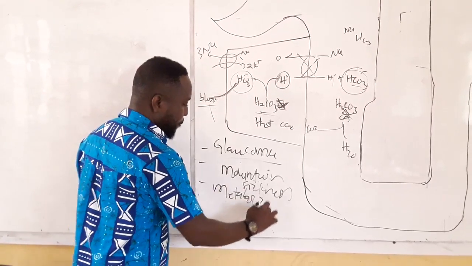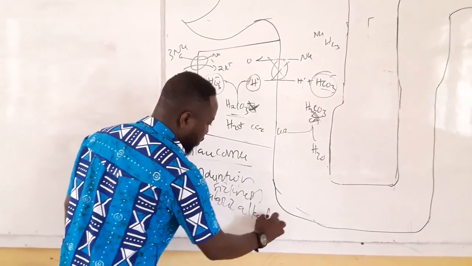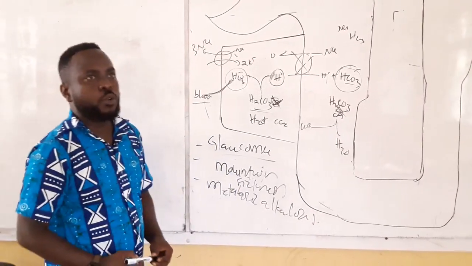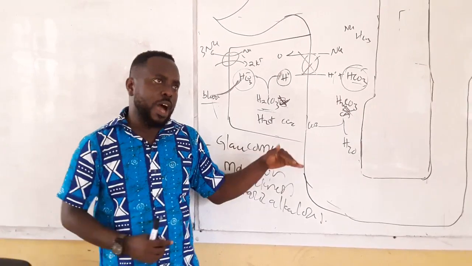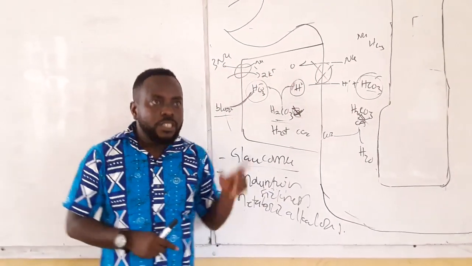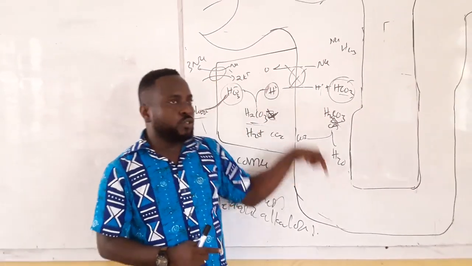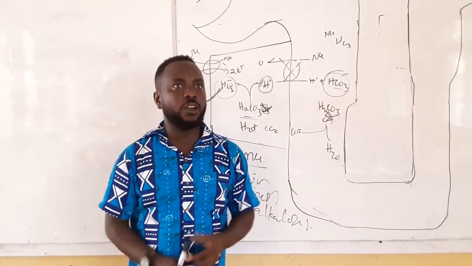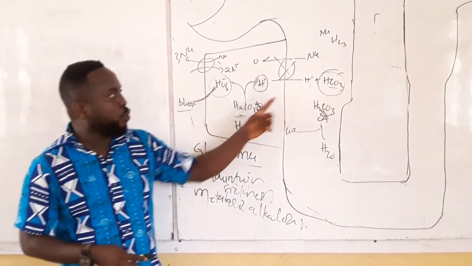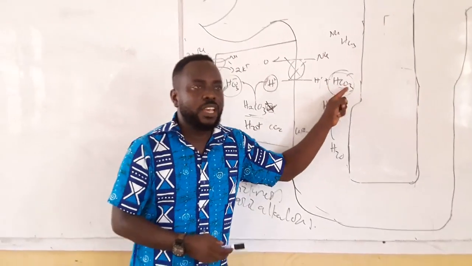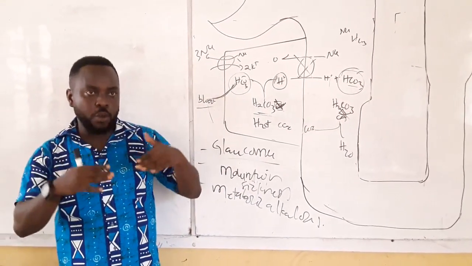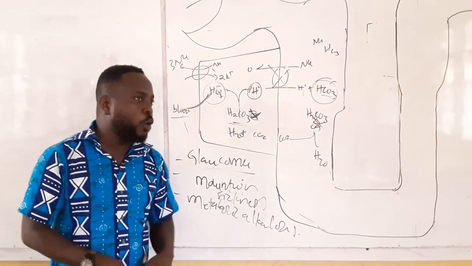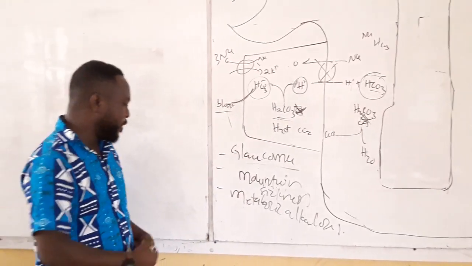So we can use this drug to also manage what we call metabolic alkalosis. If the pH of a person is above the normal limit, then we can use this agent to manage that alkalosis, because this agent will help you to lose bicarbonate. And if you are losing bicarbonate, then your blood pH will start reducing or dropping. So we can use this drug to manage metabolic alkalosis.